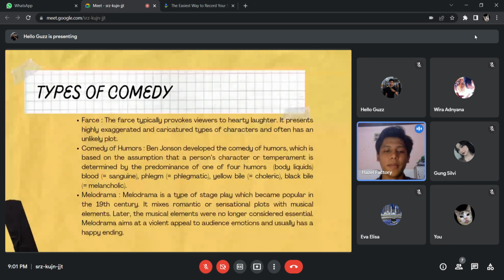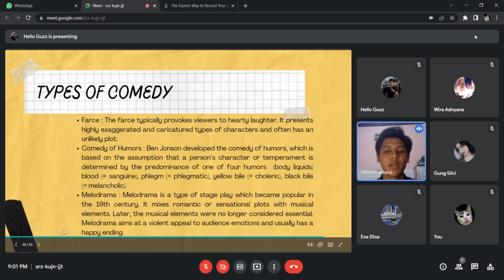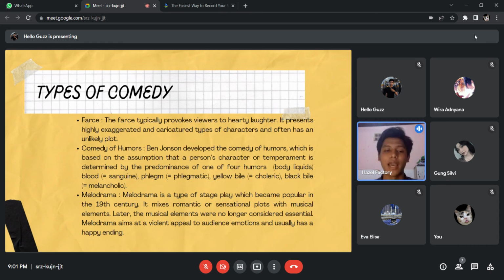And then melodrama. Melodrama is a type of stage play which became popular in the 19th century. It has a romantic or sensational plot with musical elements. Later, the musical elements were no longer considered essential. Melodrama aims at a strong appeal to audience emotion and usually has a happy ending. Next, please.